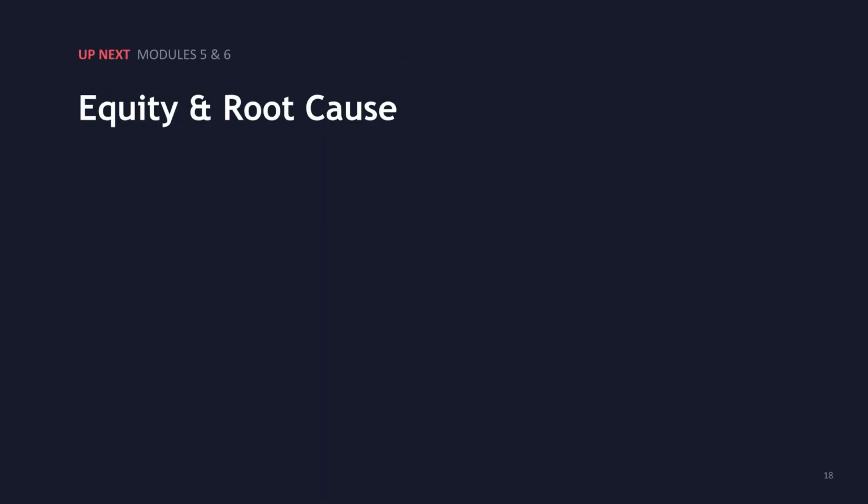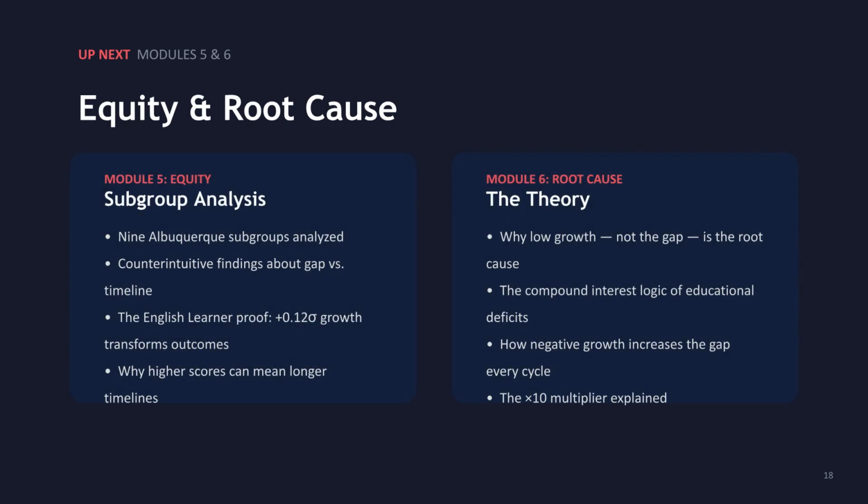Modules 5 and 6 cover equity and root cause. Module 5 focuses on subgroup analysis in Albuquerque, counterintuitive findings about gap versus timeline, and why higher scores can mean longer timelines. Module 6 explains the theory that low growth, not the gap, is the root cause, and the compound interest logic of educational deficits.